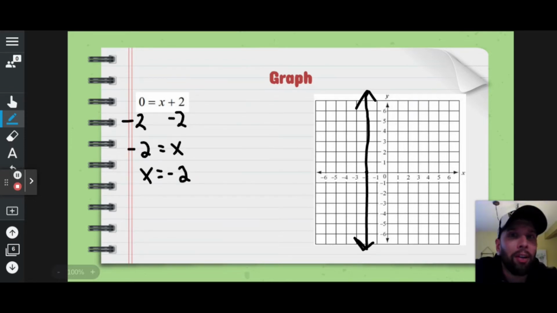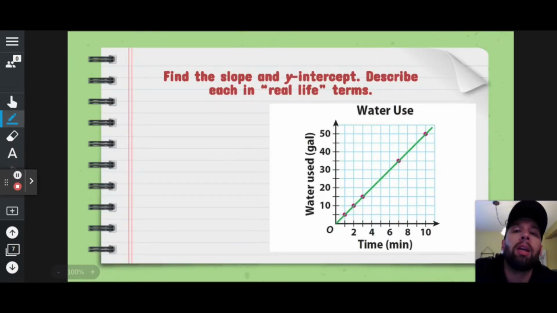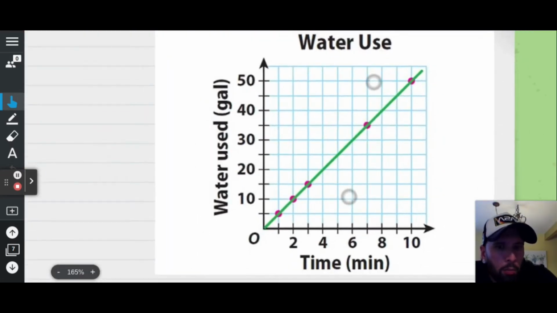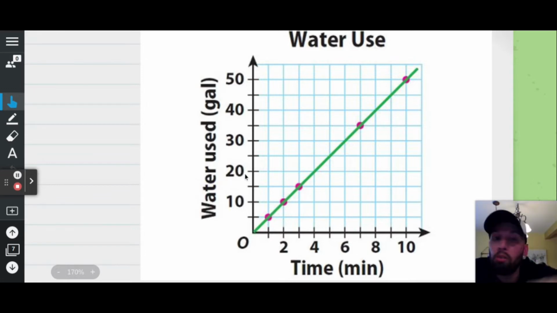Wow, terrific. Now what? We have a slope and y-intercept to find, and we have to describe it in real-life terms. So let's zoom in on this picture and try to understand what this picture is giving us. We have water use. As time goes on, more water is being used. Simple. This is linear, so someone turns on a hose and lets it run over like 10 minutes, and then more. Ridiculous. Wasteful. But we need to find the slope and the y-intercept.